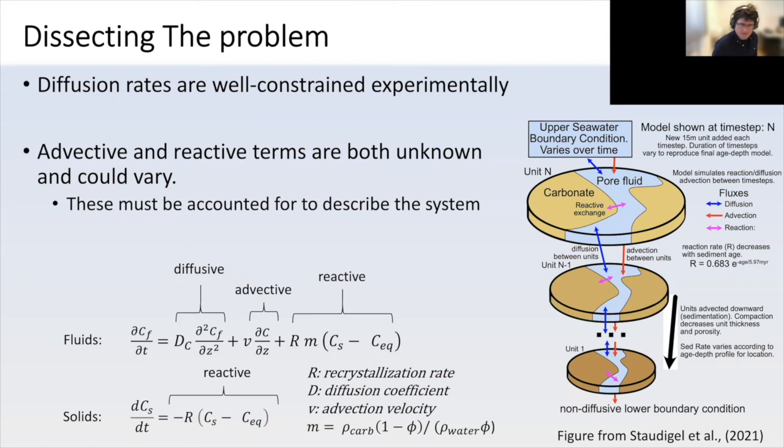Yes. So the equation itself is just a mass conservation equation. And so these terms can vary depending on the structure of the system. The diffusive term is itself a function of porosity and temperature, and then the velocity term can vary depending on where you are on the platform margin. And the reactive term, of course, is highly variable depending on sediment age, sediment chemistry, temperature, sediment location.